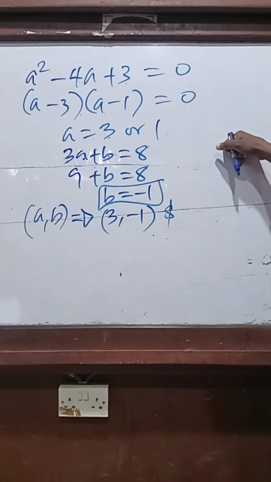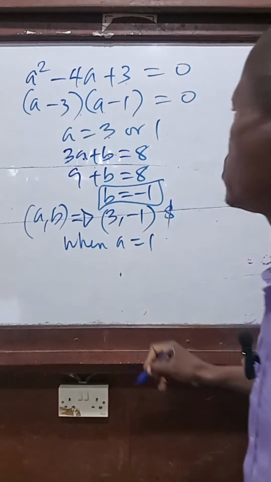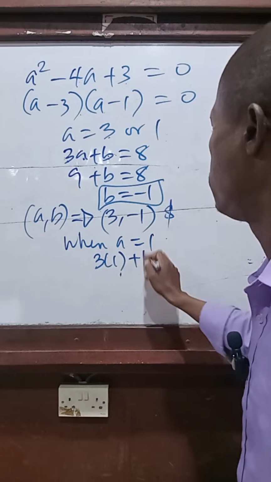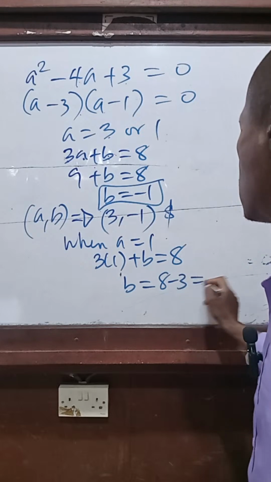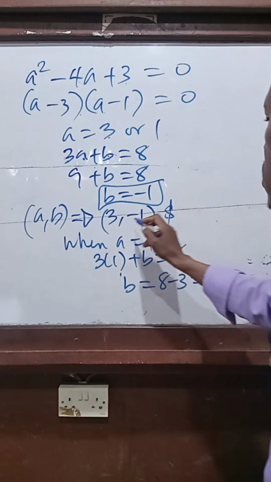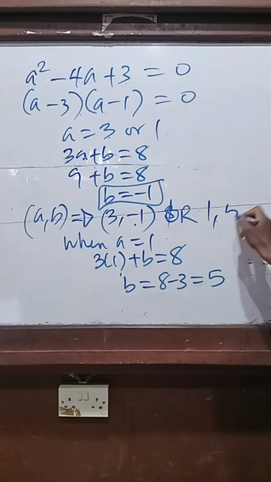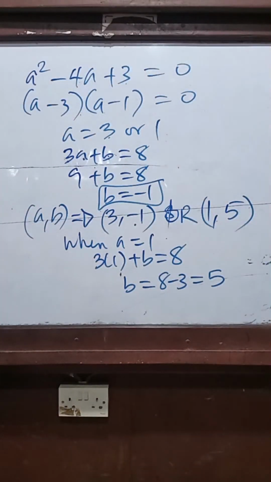What again? When your a is 1, you're going to have 3 times 1 plus b equal to 8. Then b is equal to what? 8 minus 3, that's 5. So the coordinate will be 1 comma 5. And that's that on that question.